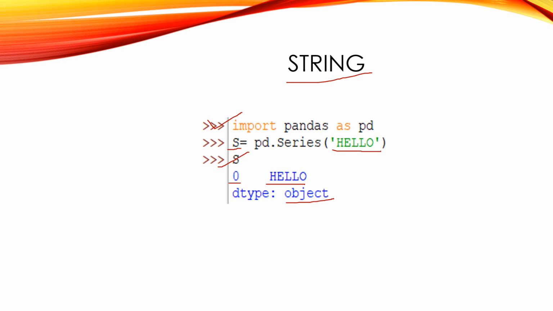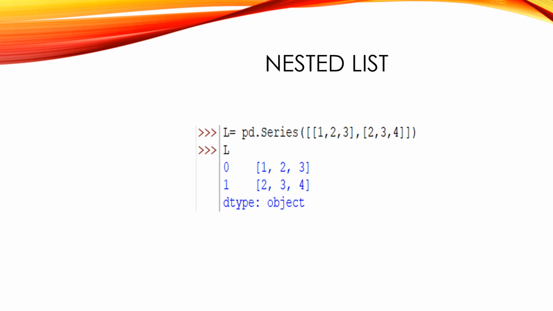Now we are creating a series using a nested list. We are creating an object L. Again, we are directly using pd.Series. We have put two lists inside a bigger list. Now as we print L, the first list inside the bigger list is printed at 0 and another at 1. As they are not directly numerical values, the dtype here is object.